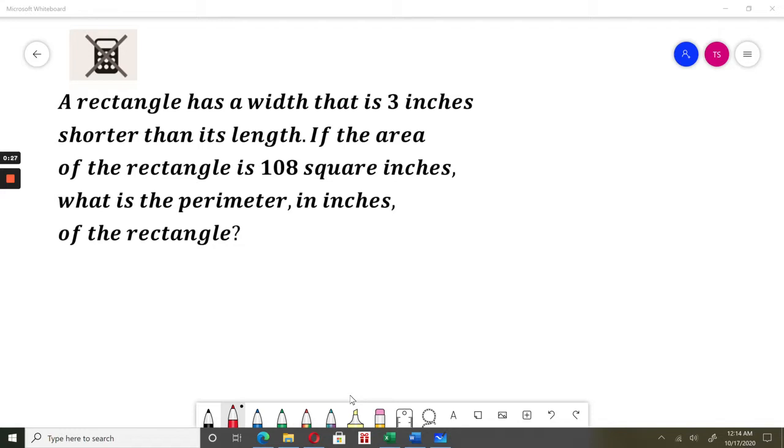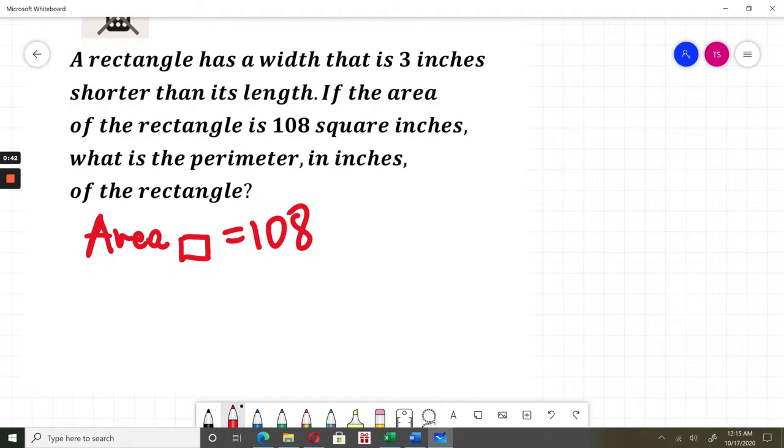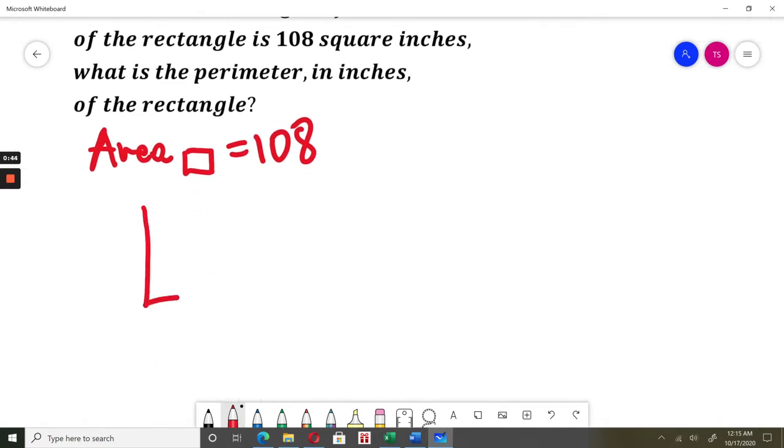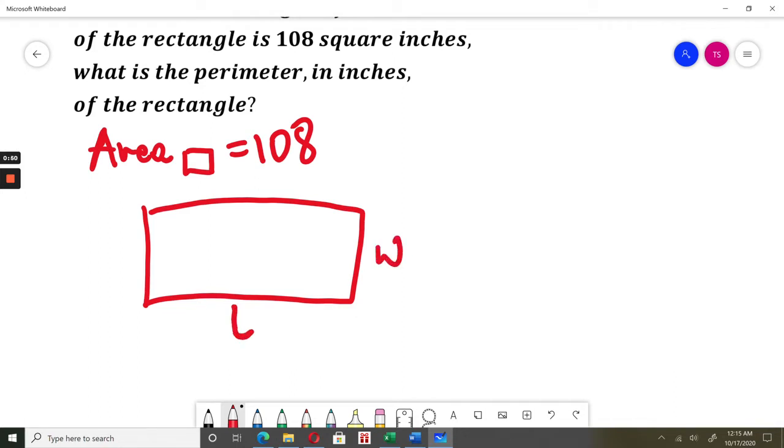Okay, I'll solve it now. If the area of a rectangle is 108 square inches, I'll just write it to myself. Area of the rectangle is 108. Okay, I will draw the rectangle. That's my rectangle. I will call this length. I will call this width.